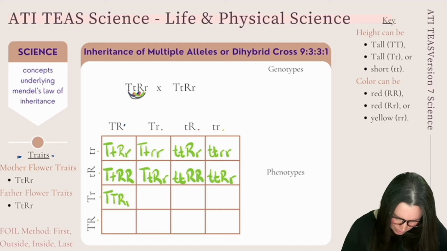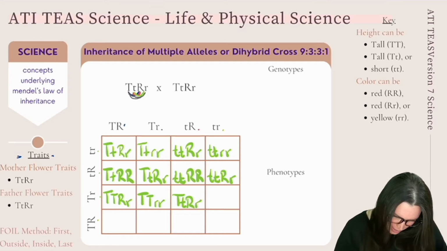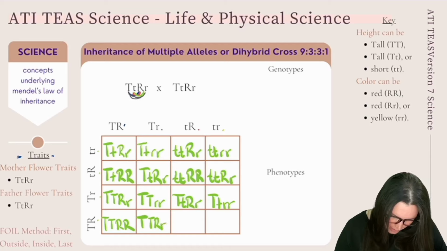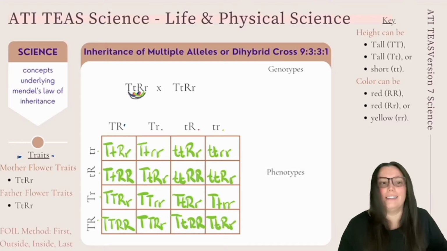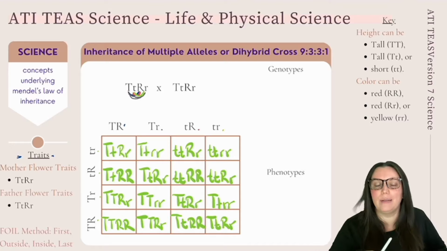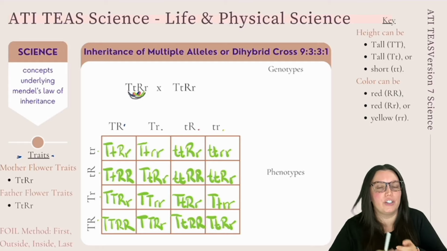Big T, big R, little r. Big T, little r. We've got big T, big R, little r. And then we got big T, little r, little r. Now we've got big T, big R, big R. Big T, big R, little r. Big T, big R, big R. And we have big T, big R, little r. That is how we've broken down our traits, right? We've multiplied them. We know that if it's a dominant trait, the dominant trait goes first before the recessive trait.